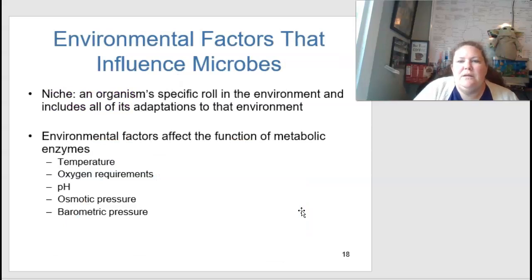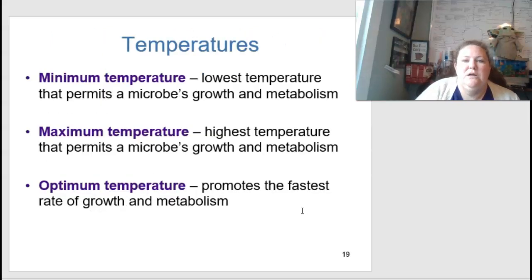So what are some different environmental factors that influence these microbes? Well, a niche is a specialized thing, right? So this is an organism's specific role in the environment, and it includes all of its adaptations to that environment. The environmental factors that can affect the function of the metabolic processes or enzymatic reactions include temperature, oxygen requirements, pH, changes in pH, osmotic pressures, as well as barometric pressure.